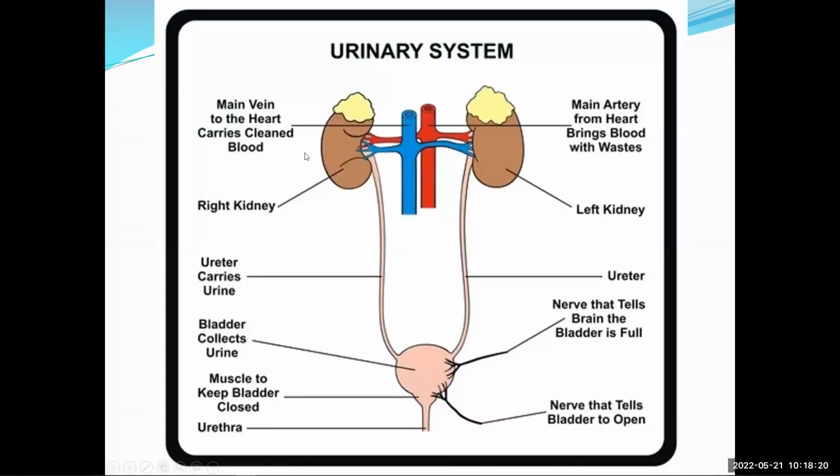So here we see the kidneys again. Here's the main vein associated with the kidney, the main vein to the heart, which carries the clean blood, and then the main artery from the heart, which brings blood which has the waste. So then this blood, which is the renal artery, goes to the kidney itself, it's cleaned, and then returned via the inferior vena cava to the heart itself. Then it enters the systemic circulation.